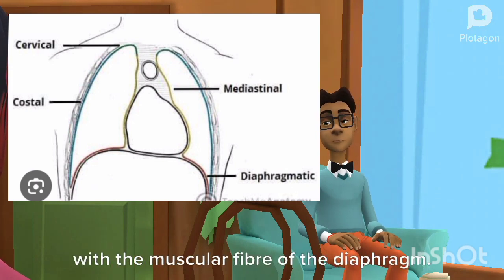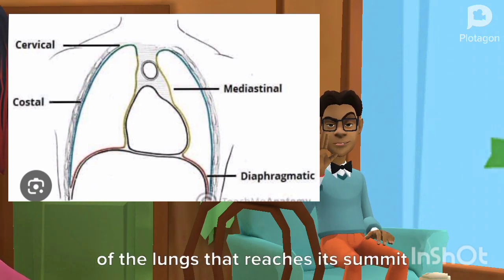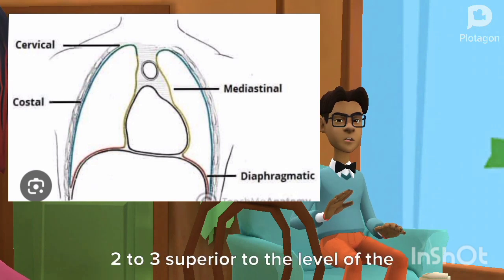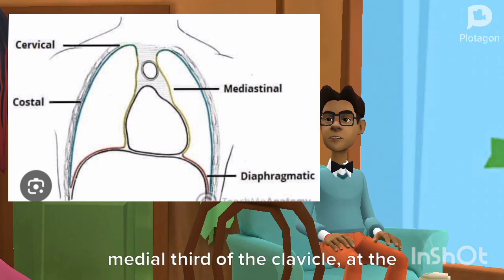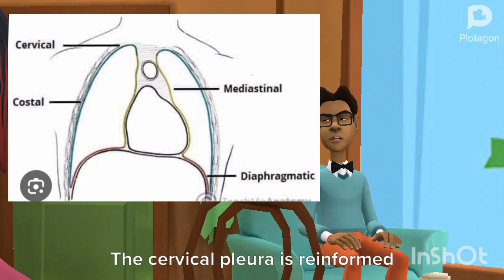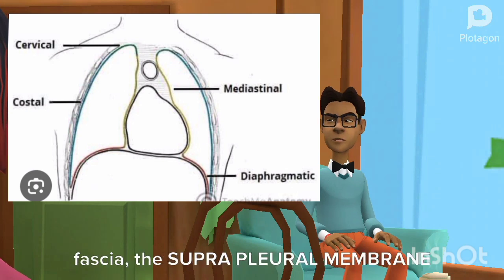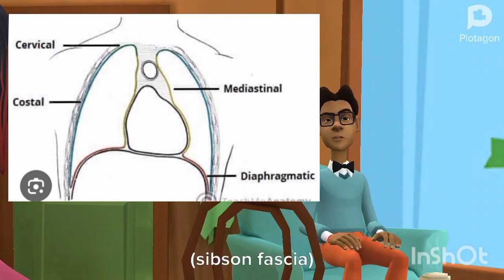The cervical pleura forms a cup-like dome, pleural cupula, over the apex of the lungs and reaches its summit 2 to 3 centimeters superior to the level of the medial third of the clavicle, at the level of the neck of the first rib. The cervical pleura is reinforced by a fibrous extension of the endothoracic fascia, the suprapleural membrane, Sibson's fascia.